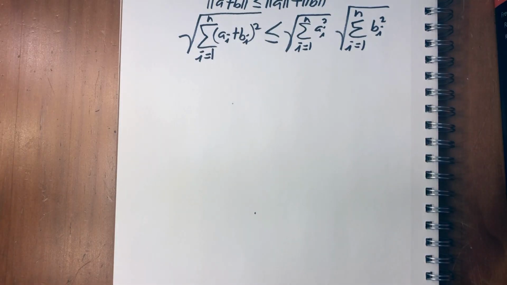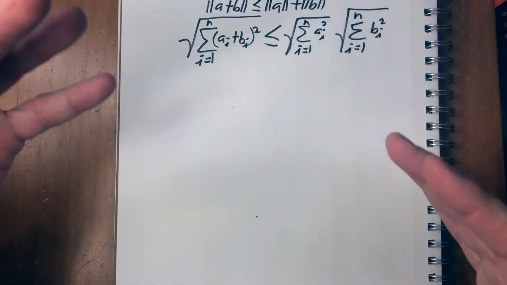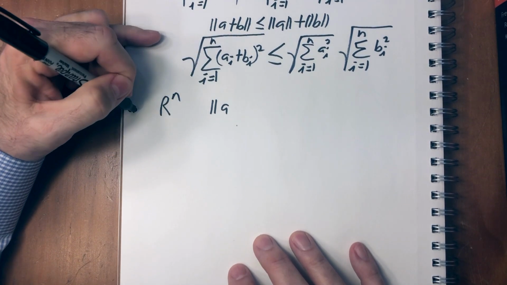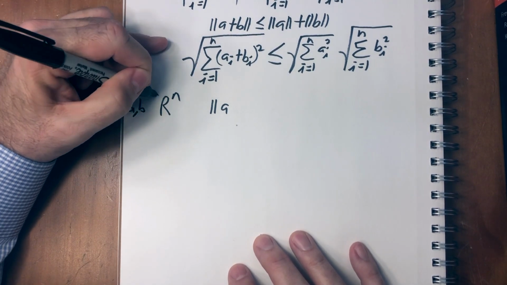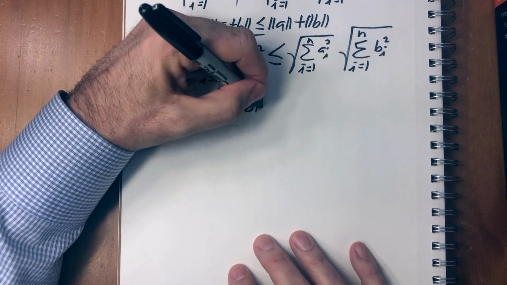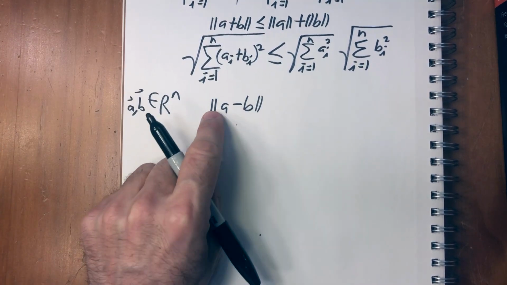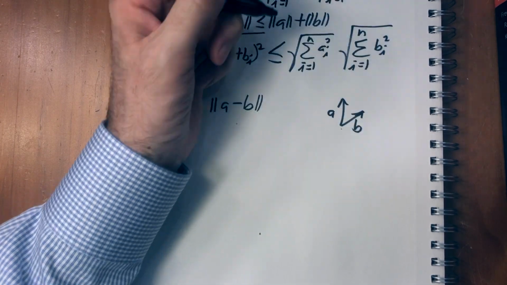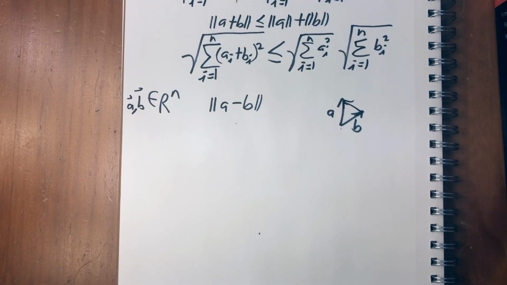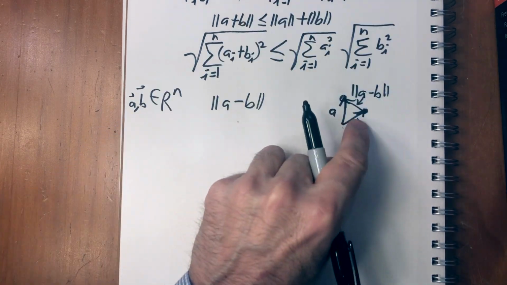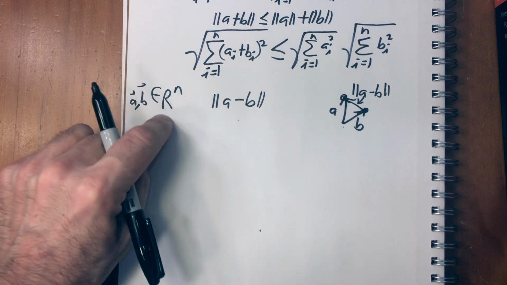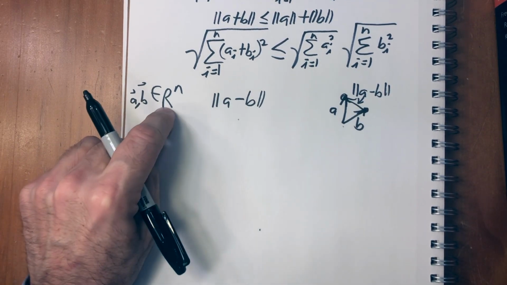Okay, so we can also analogize the notion of distance in higher dimensions. The distance between two vectors in Rn, if a and b are elements of Rn, is just the distance between the two. It's a minus b, and remember, if you have a and b, then a minus b is from the second one to the first one. So this is a minus b. The length of this is the distance from the end point of one to the end point of the other. So this is our definition of distance in Rn.